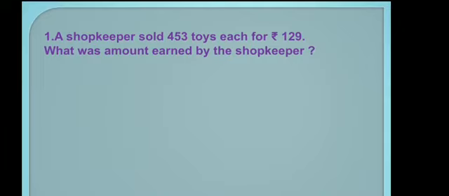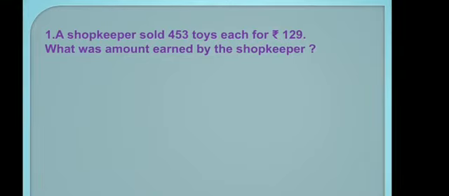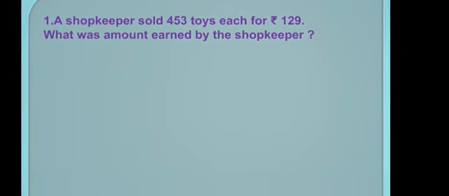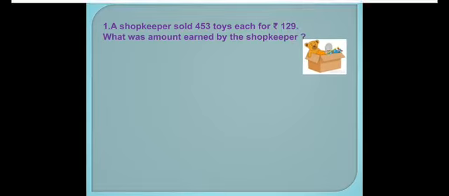Students, in multiplication, always remember we go from one to many, which means we need to know the value of one product, one item or the cost of one object. So here the cost of one toy is given to you, which is rupees 129, and we have to find the cost of 453 such toys. So let's go to the solution.